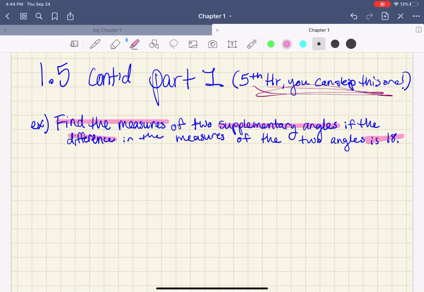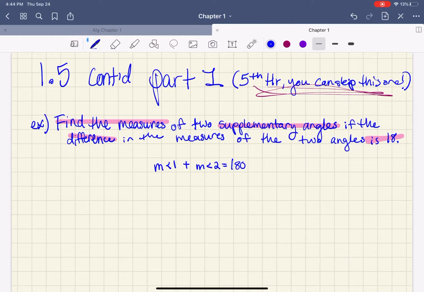Okay, so I've highlighted some important things here. What we're doing is we're finding the measures of those angles. We know that they're supplementary. If we know that we have supplementary angles, we automatically know that whatever the first angle is and whatever the second angle is, when I add those together, I'm going to get 180. All right, and then we're told a little more about them. The difference in the measures of the two angles is 18.